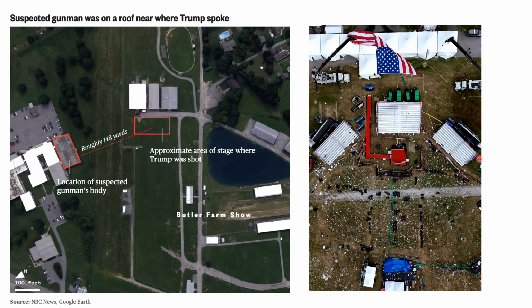Now various little maps came up, and this is an aerial view after it's all unfolded and people have left, and this is just showing the distance and where this area was, the stage. Now they've put the location of the suspect here, which you'll see makes perfect sense if you're looking for an angle to shoot from, but it has changed.